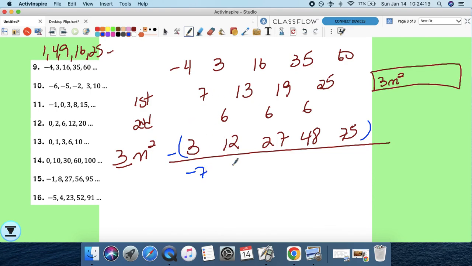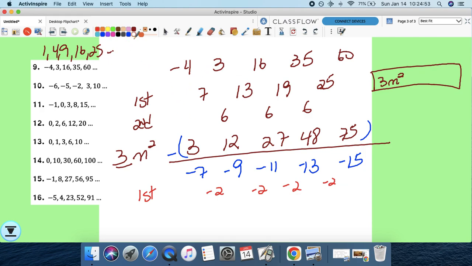3 minus 12 is negative 9. 16 minus 17 is negative 11. This is negative 13. That's negative 15. Okay. So now we take the first difference. Negative 7 to negative 9 is negative 2. Right? So negative 7 minus 2, you get negative 9. Negative 9 minus 2, you get negative 11, and so forth.